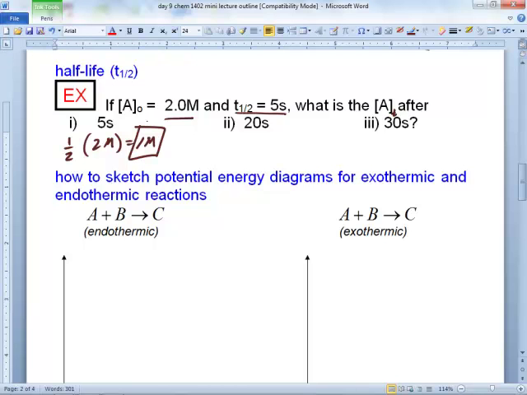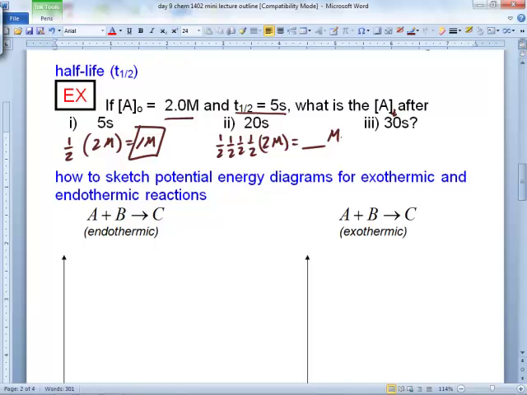Now 20 seconds has gone by. Summer, 20 seconds has gone by. How many half-lives is that? 4. So I'm going to follow the exact same idea. 4 half-lives went by, so I'm going to multiply a half 4 times, then times the initial concentration. Whatever you get, right?